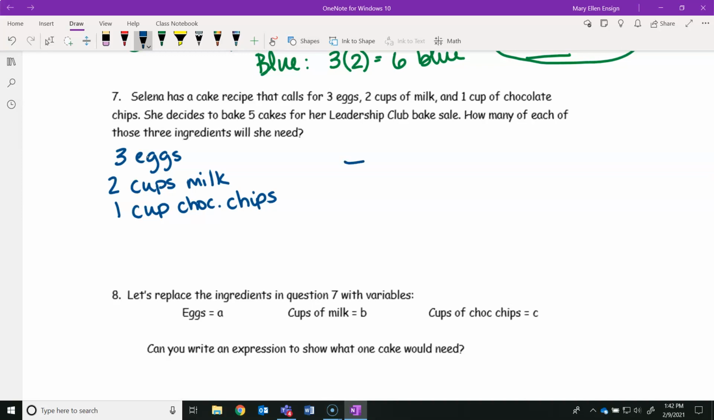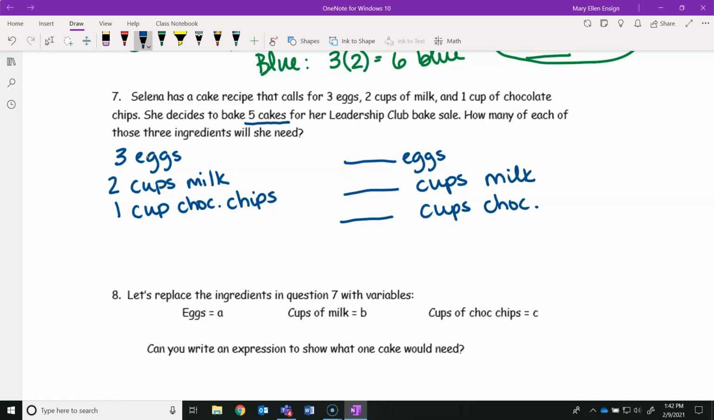So I want you to figure out how many eggs she's going to need altogether. She's making 5 cakes. How many cups of milk? And how many cups of chocolate chips? And you can use either one of those methods we just talked about, right? You can either add or you can multiply to get there. So go ahead and try that, okay?